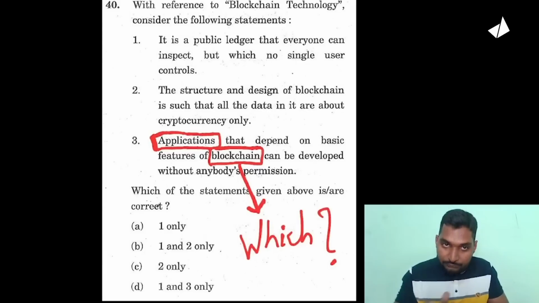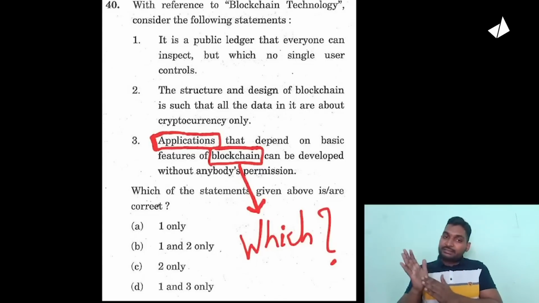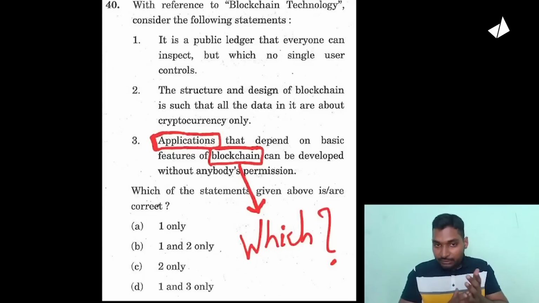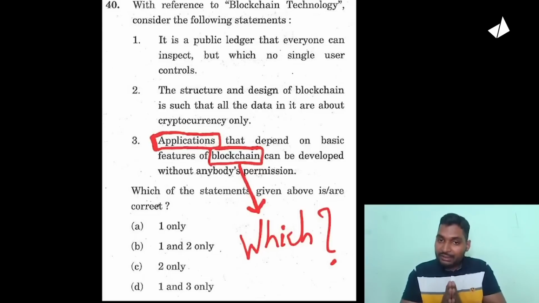Moving ahead, this was yet another question in the 2020 prelims paper with reference to blockchain technology. Consider the following statements, and statement 3 states that applications that depend on the basic features of blockchain can be developed without anybody's permission. So we ask, which are these applications? Now this is level 2 analysis that we are doing. Why are we doing level 2 analysis? Because the context is already given by the question: applications with respect to blockchain.